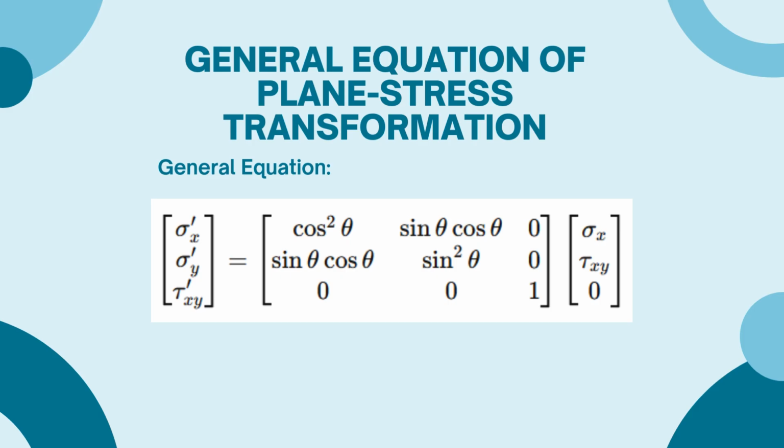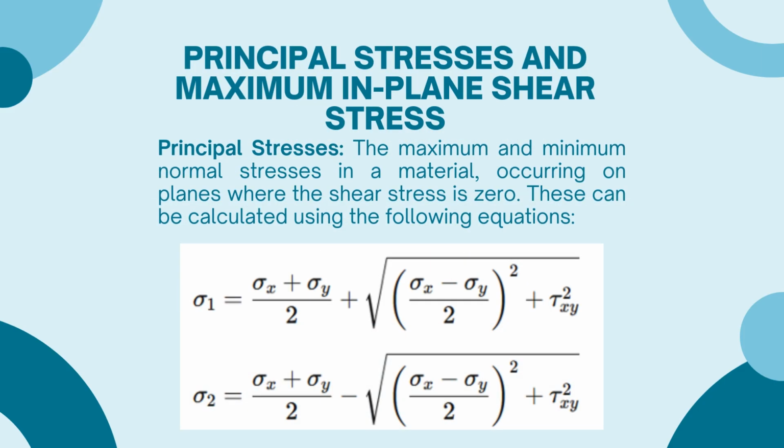This is the general equation of plane stress transformation in matrix form. It expresses the transformed stresses on a plane at an angle theta. The matrix shows how the normal and shear stresses in the x and y directions are transformed into the new coordinate system. The terms involving cos squared theta and sin squared theta relate to the rotation of the plane, while the shear stress tau is also affected by the rotation. This equation provides a comprehensive way to calculate the transformed stresses at any orientation, which is essential for detailed material and structural analysis.